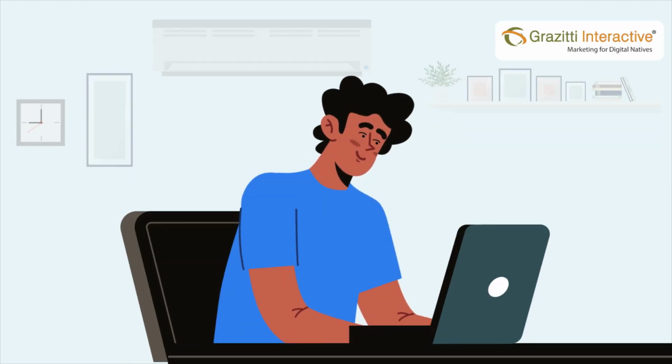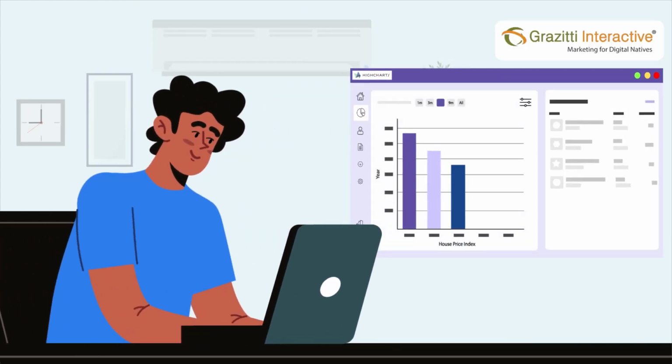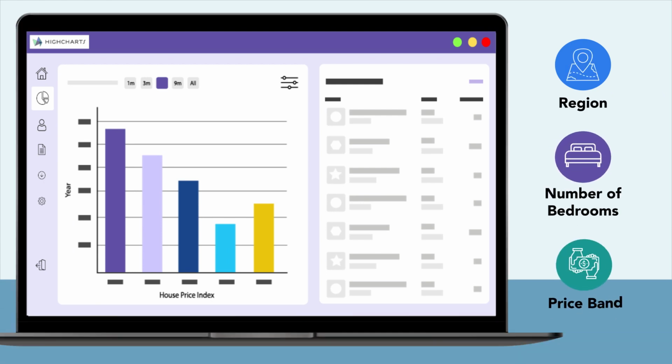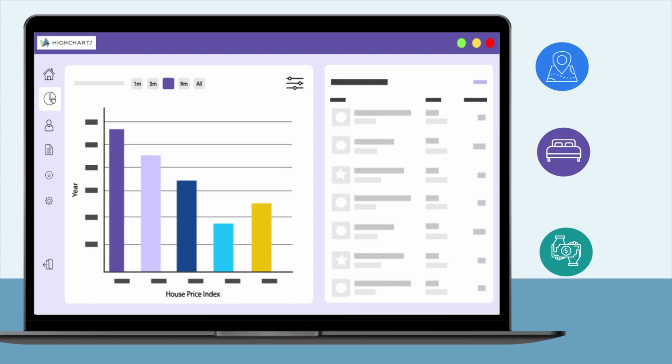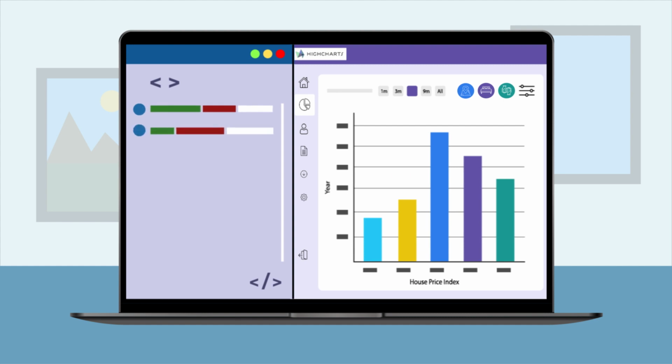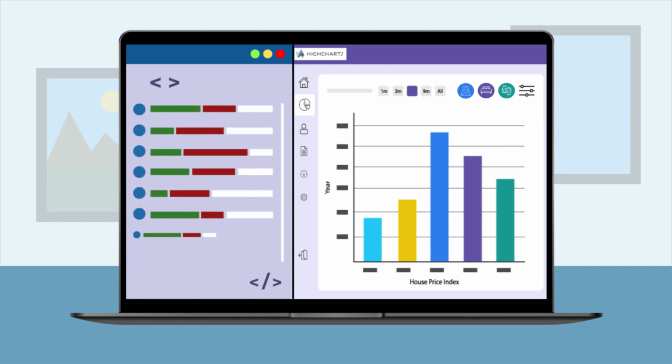Our experts came across Highcharts as an ideal fit for their needs. We added region, number of bedrooms, price band, etc. in the graph that had the x-axis of the house price index and the y-axis of year. Also, we added values that could be read using JavaScript in our charts and uploaded the data to Marketo.